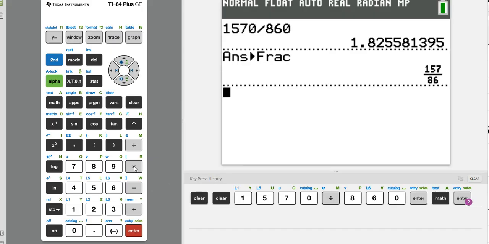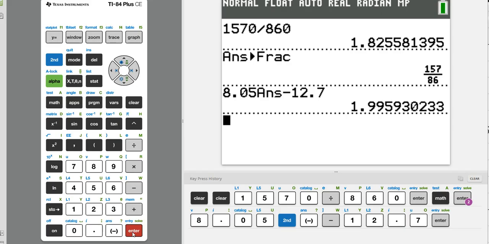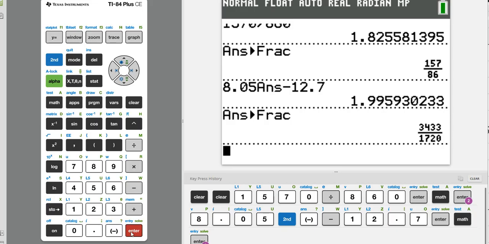So let's take 8.05 times my previous answer. Now that previous answer can be accessed right here, right above the opposite key. If you hit the second key, then the opposite key, this is essentially typing in 157 divided by 86 minus 12.7, and bam. Let's get a nice decimal for that too, or fraction for that. Oof, ugly. I promise to give you better numbers than that. Y equals 3,433 divided by 1270. Yeesh, kind of ugly, but that's our answer.